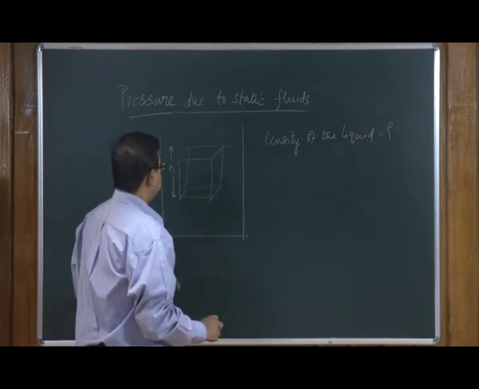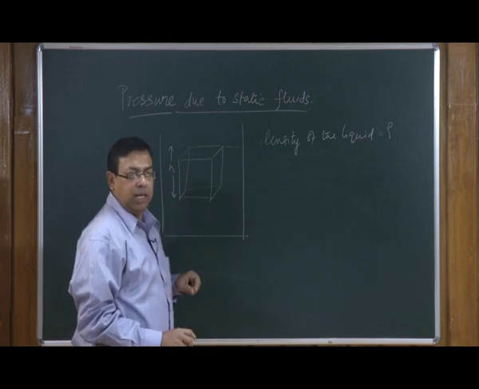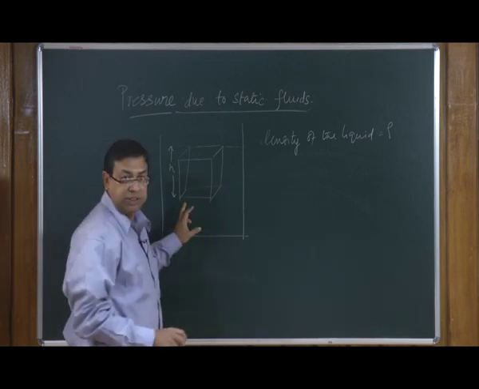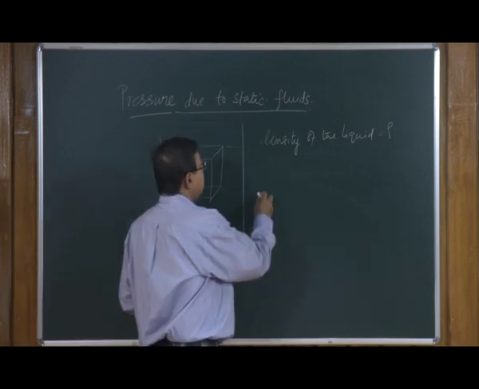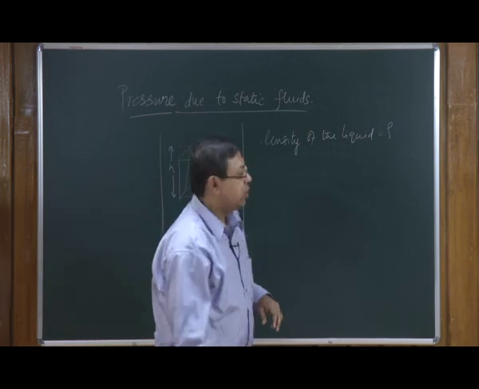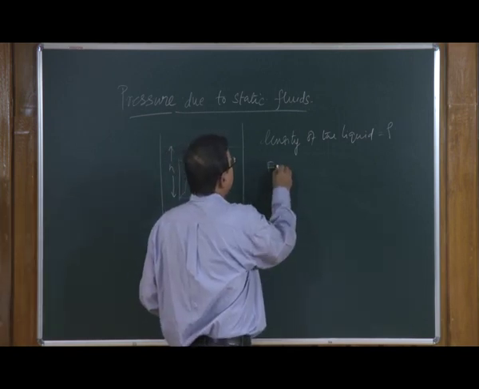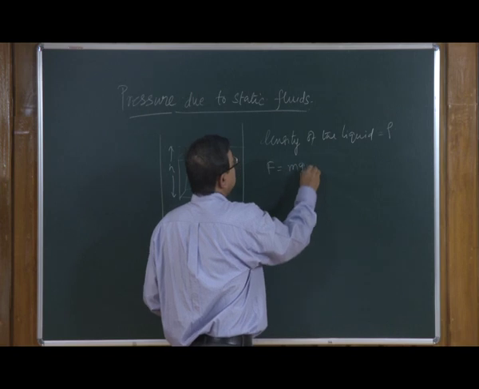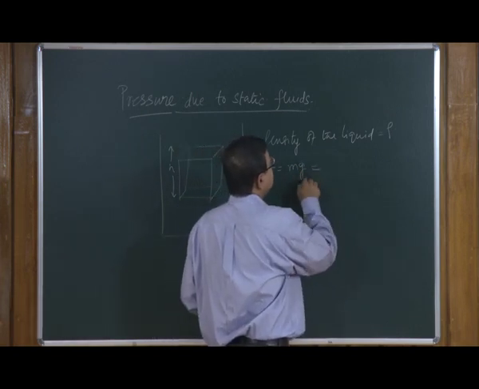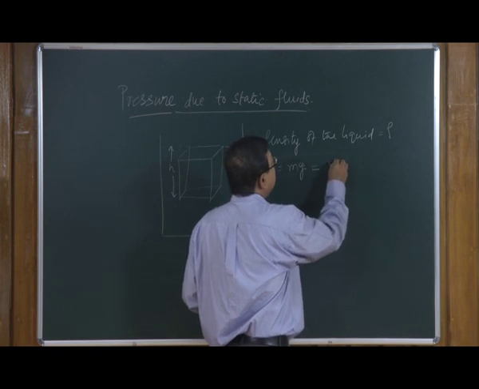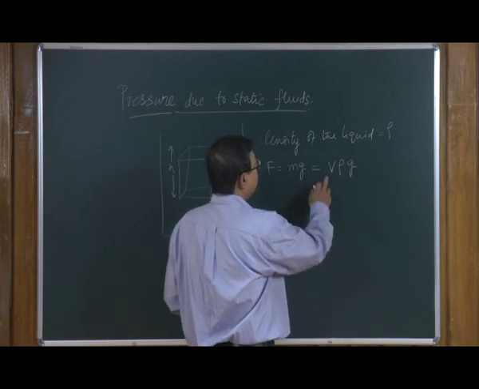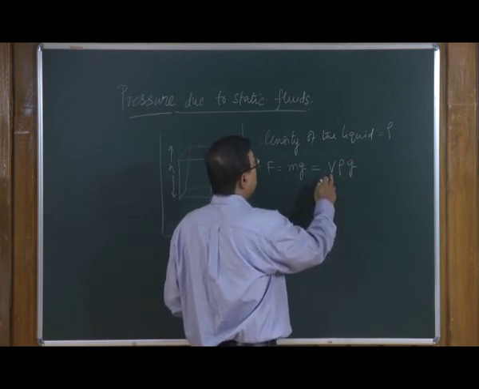So, the liquid exerts a pressure on the bottom surface of this cube, which is of magnitude... F is equal to mg, and m is equal to V rho, and g, and we are talking about a column of water of volume V.